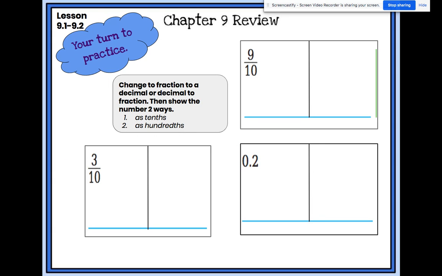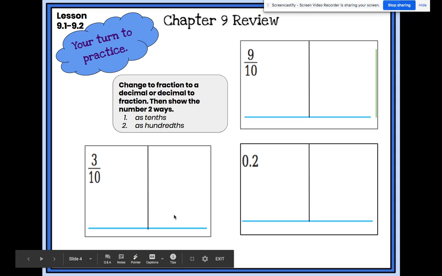Great. So now it's your turn. You're going to practice on your own. You're going to show 9/10 and show me that as a decimal. But then on the other side, you're going to show that as hundredths as well. What would 9/10 look like in hundredths form in a decimal? Then you'll move on to doing the same thing for 3/10, show it as a decimal, and then show it as a decimal as hundredths.